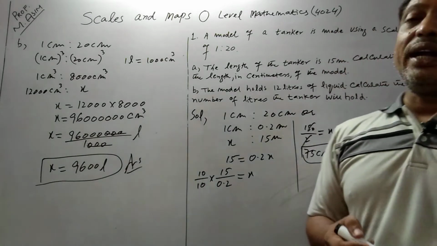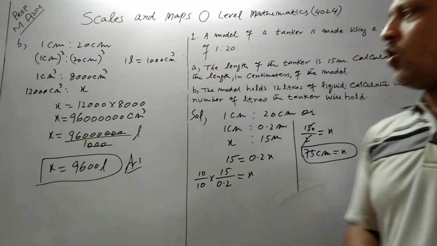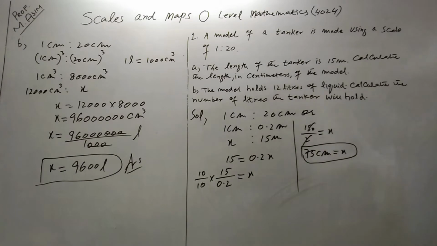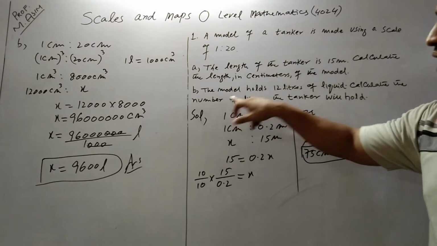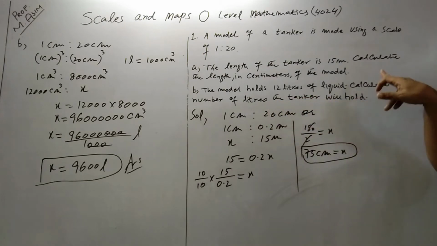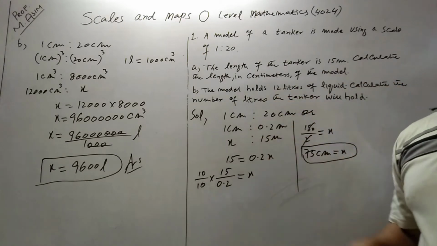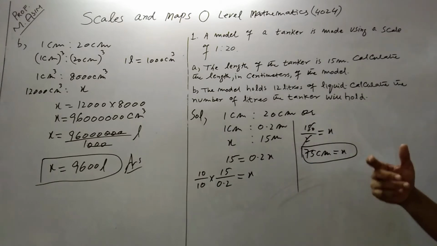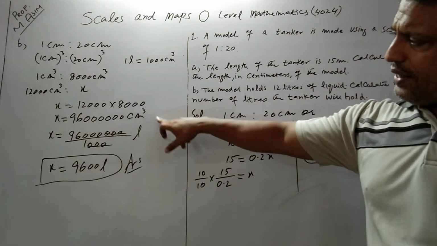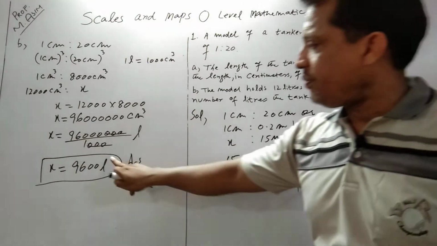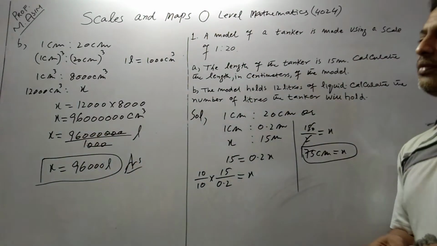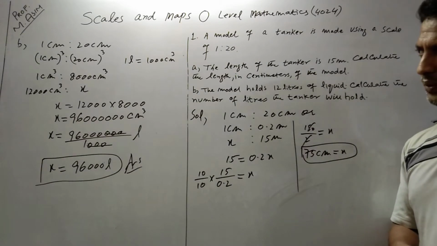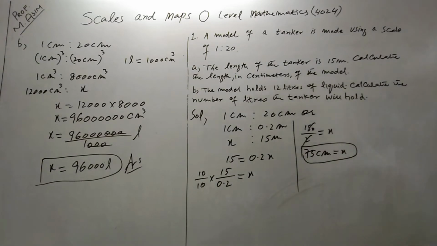Very important and very interesting part. I hope you understand. What was the question? The model holds 12 liters of liquid. Calculate the number of liters. Student, actually the requirement is to give the answer in liters. Therefore, we converted the given value into liters. Sorry, this is 96,000 liters. I hope you understand. Okay, so now see question number 2.